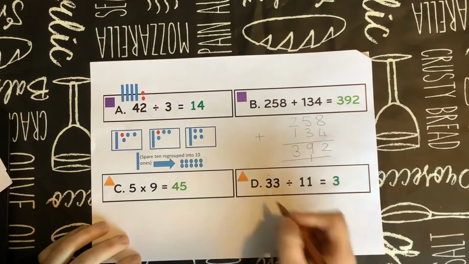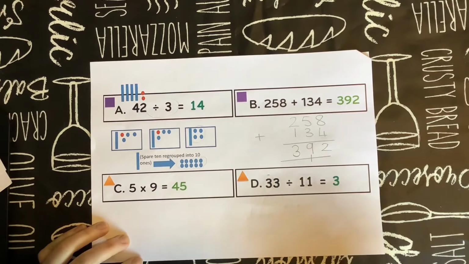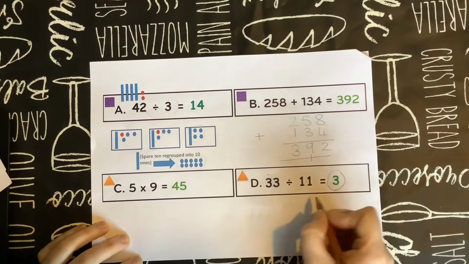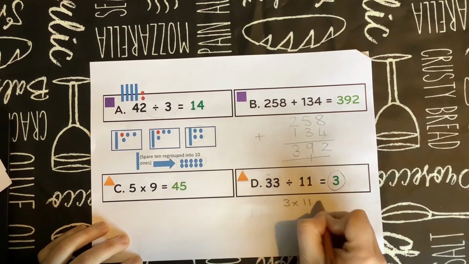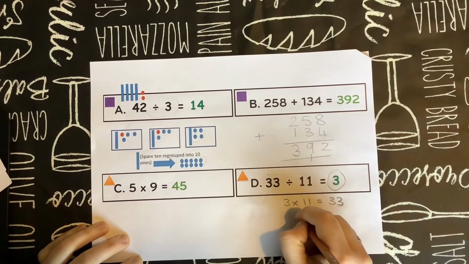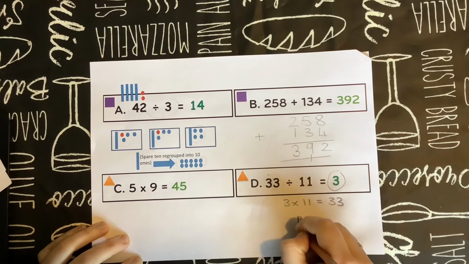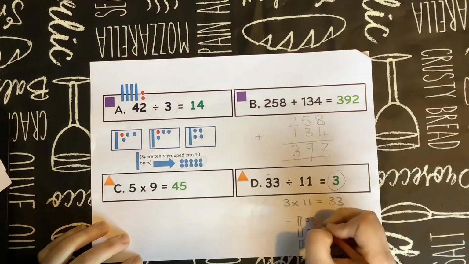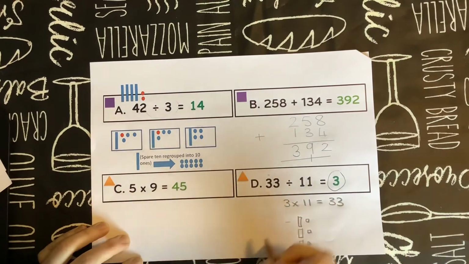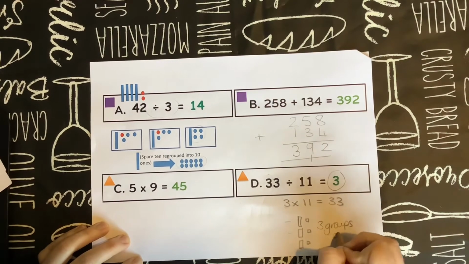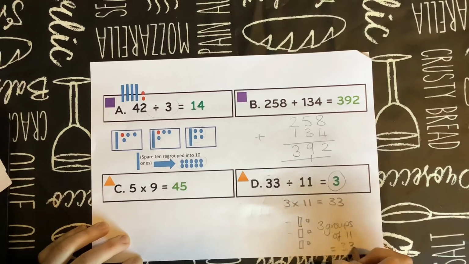Let's look at D. You've got 33 divided by 11. Now some of you may have just been able to see that the answer was 3, and you may also know that 3 times 11 is 33. Now if you've got 11, 10 and 1 1, 10 and 1 1, 10 and 1 1, here you've got 1, 2, 3 groups of 11, and in total you've got 33. So you've got 3 groups of 11 equals 33.